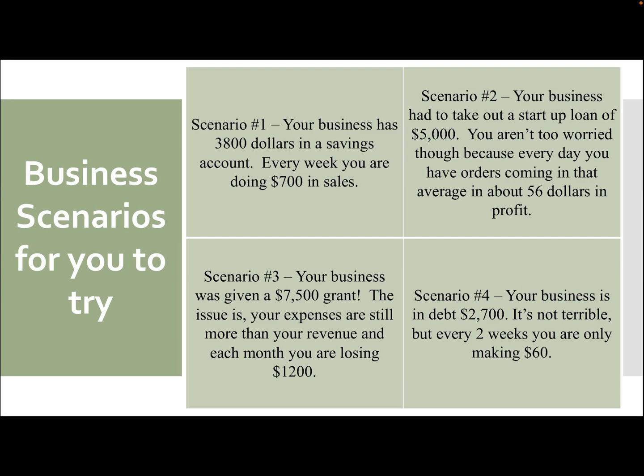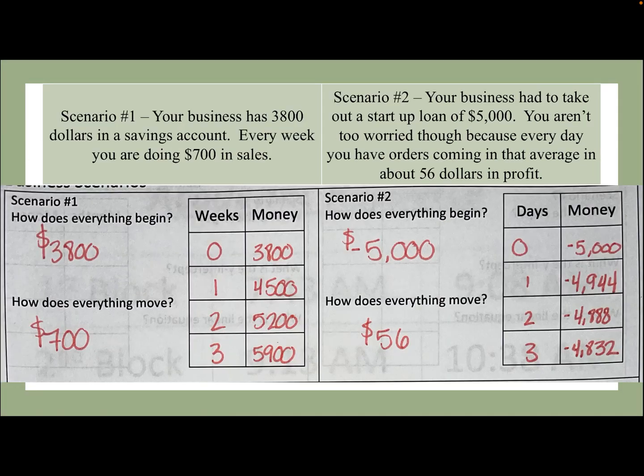All right, so hopefully you've had time to kind of peek into or try at least a couple of these scenarios. Let's go ahead and look at some. Scenario 1 says your business has $3,800 in a savings account. Every week you are doing $700 in sales.